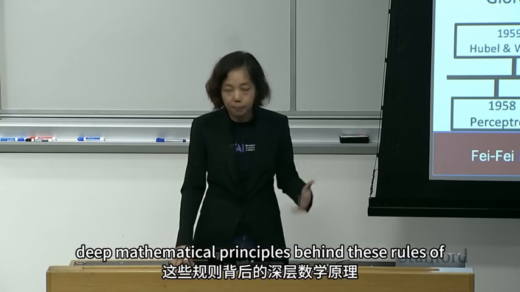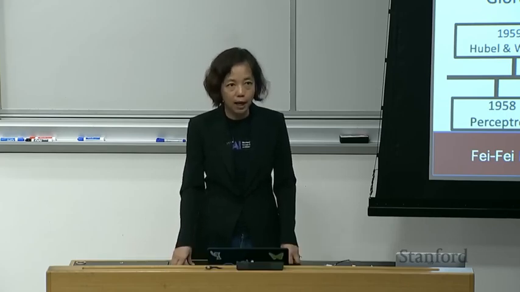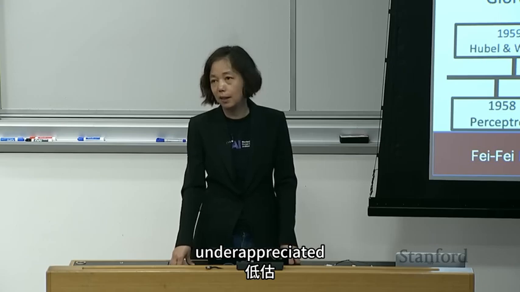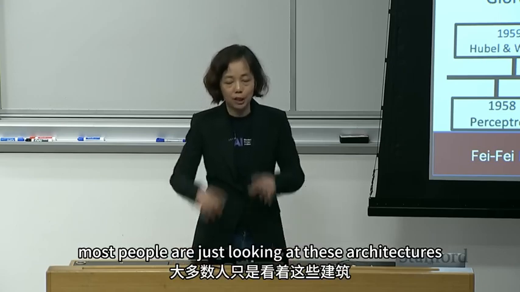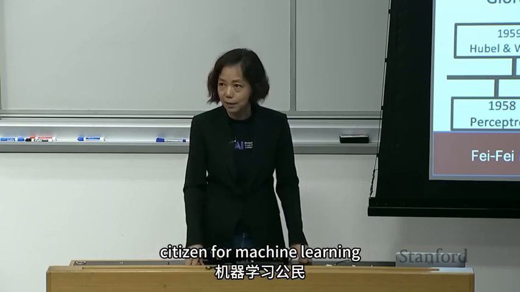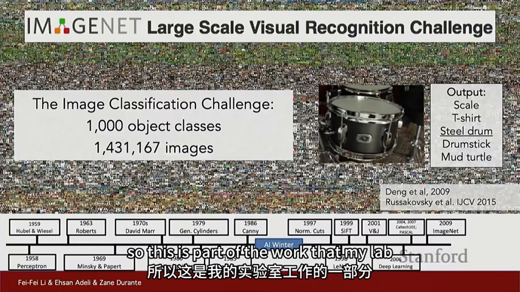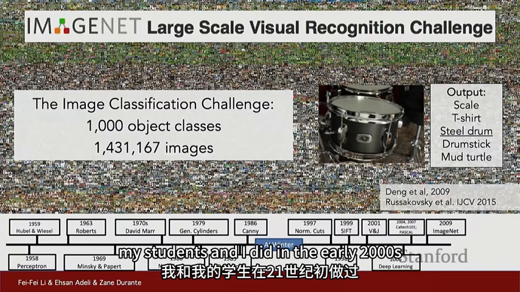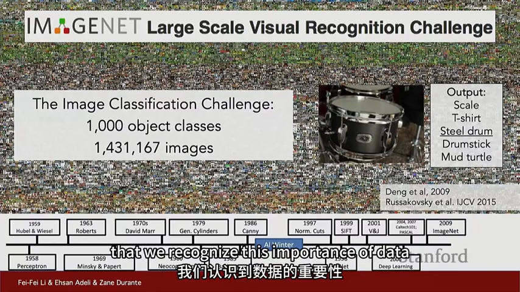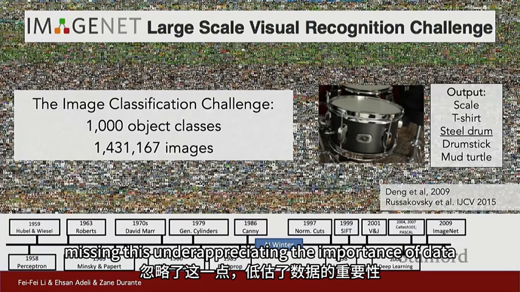There are deep mathematical principles behind these rules of generalization and model overfitting. Data was underappreciated, because most people were just looking at these architectures. They did not realize that data is a first-class citizen for machine learning and deep learning. So this is part of the work that my lab, my students and I did in the early 2000s: we recognized this importance of data. We hypothesized that the whole field was underappreciating the importance of data.